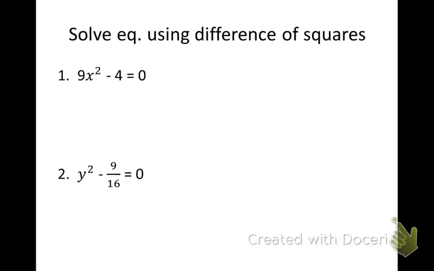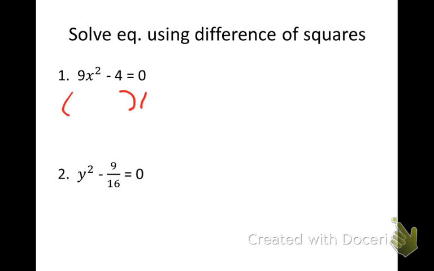So now we're going to solve some equations using difference of squares in our factoring. So remember to use the zero product property. You first need to have your equation set equal to 0. This one is. First step of factoring, is there anything in common? Well, no. Is it a difference of squares? Yes, a perfect square minus another perfect square.